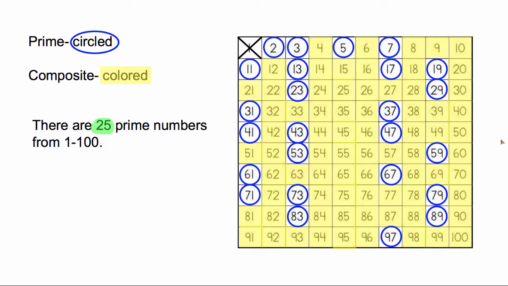If you were to have a question that said, is 53 prime or composite? You could look at your chart, it's circled, you know it's prime. If they ask a question like, is 87 prime or composite? You could look at it, it's colored, so it's composite. An easy way to remember: composite are colored. So that's just a little trick to remember that.